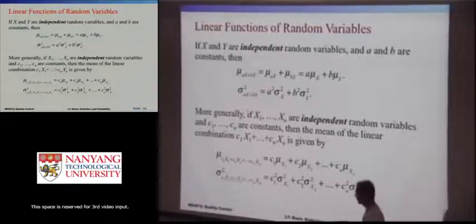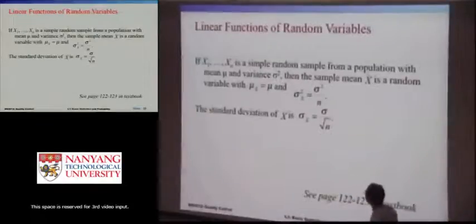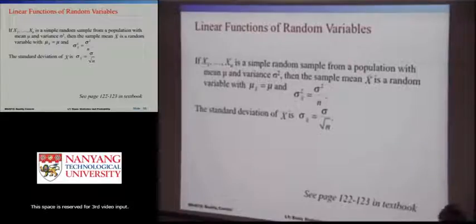Okay? So we look at the last slide from the previous lecture. If capital X1, capital X2, up to capital Xn is a simple random sample from a population with the mean mu and variance sigma square, do remember that capital X1, capital X2, up to capital Xn are random variables. Then, since these are random variables, we can get the variance of the new random variable x bar. What's x bar?